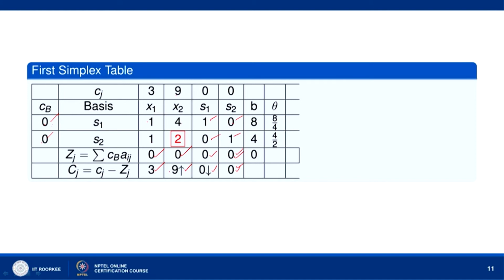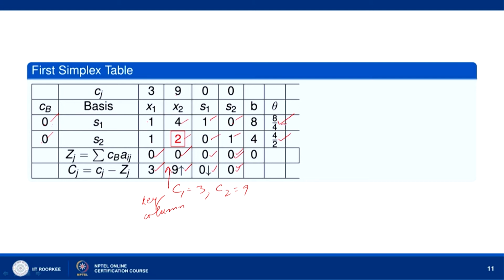Now, there are two positive values of Cj minus Zj. When j is 1, we get 3 and when j is 2, we get 9. So, we take the maximum of these two, and 9 is obviously the maximum. So, this is the key column. Now, the elements in the key column are 4 and 2. Divide the B column values by these key column values. So, 8 by 4, and then 4 by 2.